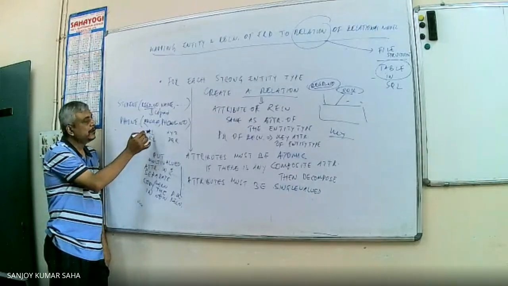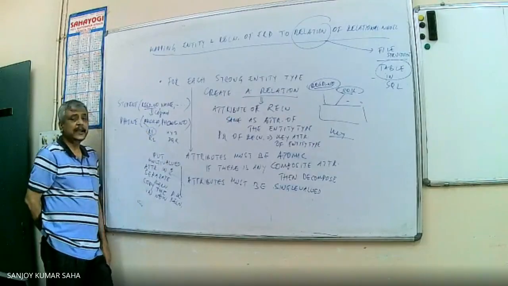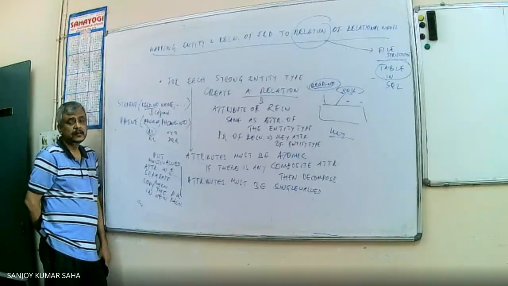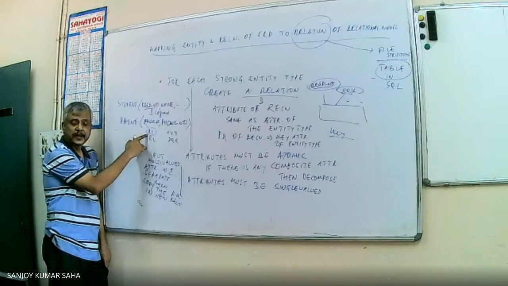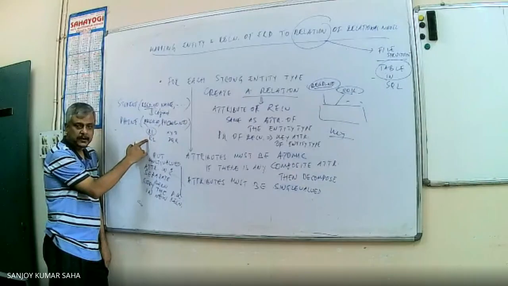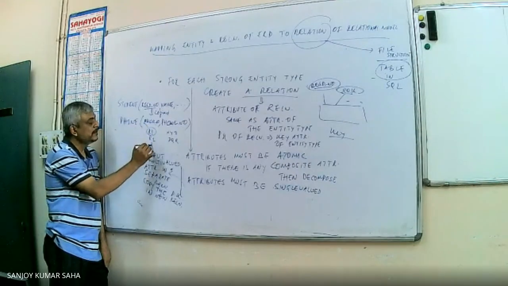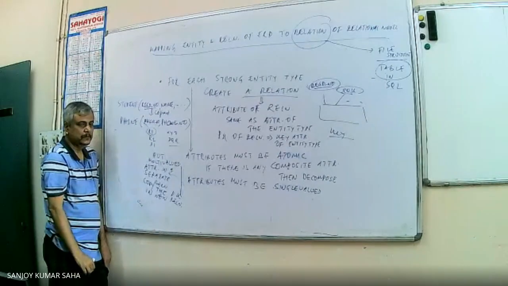Right? So basically, this one alone cannot be the primary key because it is not unique. If the student is having 3 phone numbers, the student will have 3 entries.